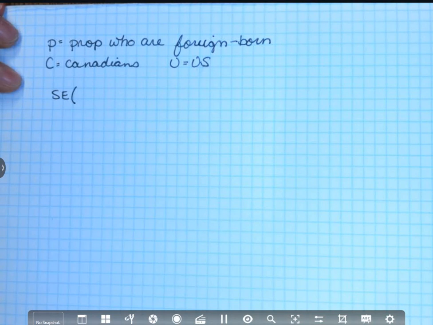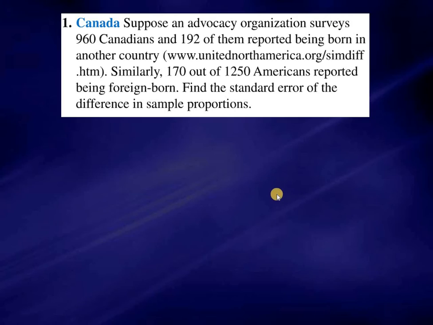Now, there's no real specification in this problem, if I go back to it here, about what order to do, so just pick an order. And for me, I go with the order that they gave me things in. They gave me Canadians, and they gave me Americans.